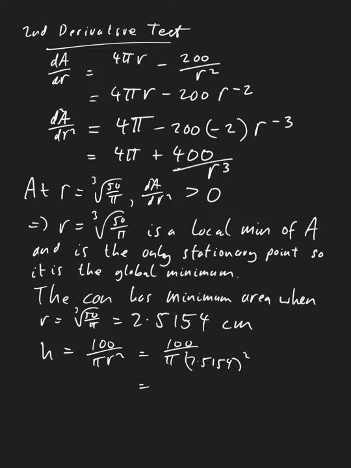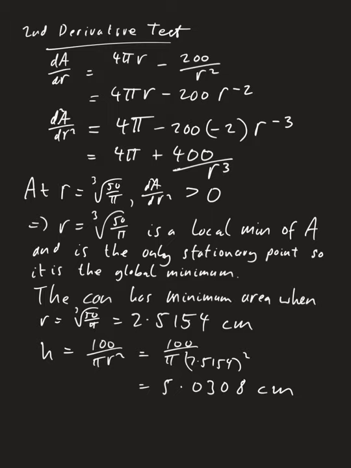And I get a value for the height of the can: 5.0308, also centimeters. So in order to minimize the surface area of a 100 centimeter cubed can, the radius should be 2.5154 centimeters and the height should be 5.0308 centimeters. And that's the can with the minimum surface area that has that volume of 100 centimeters cubed.